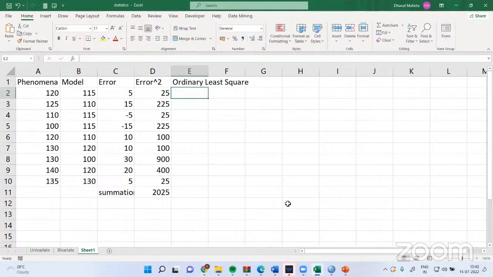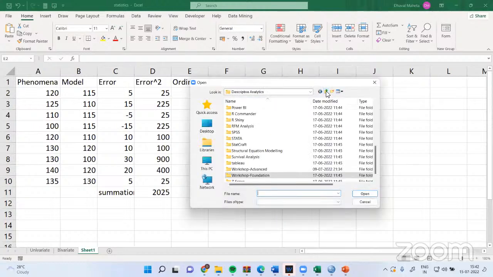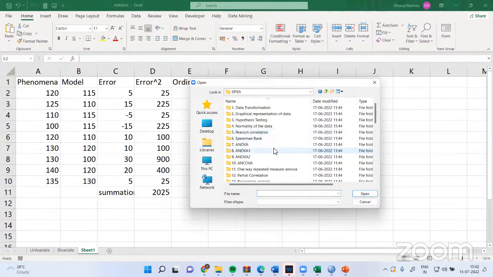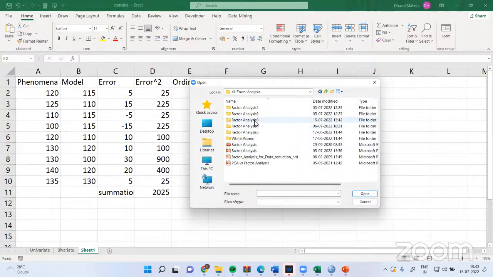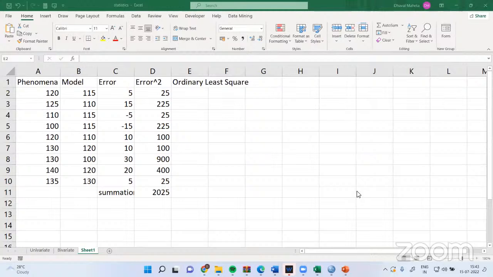So let us start working on the third model. There are many factor analyses, but I will be working on the third factor analysis. Please take this Excel file, all of you.